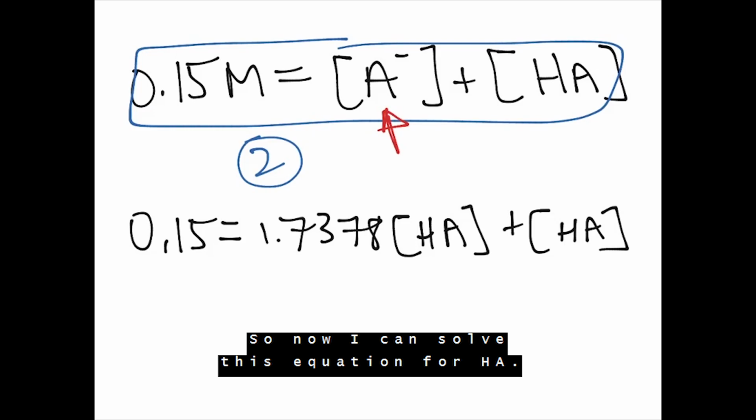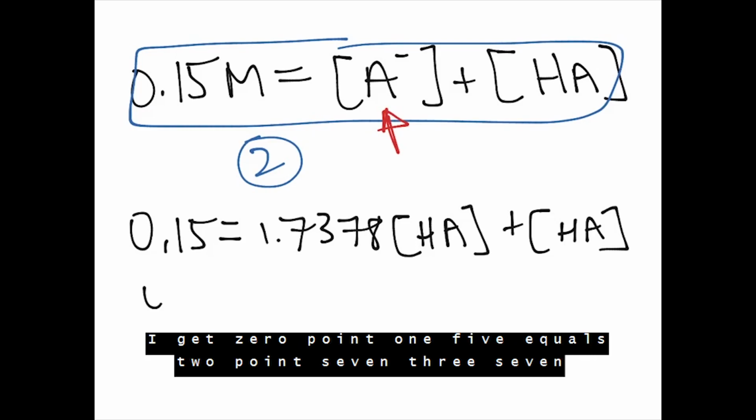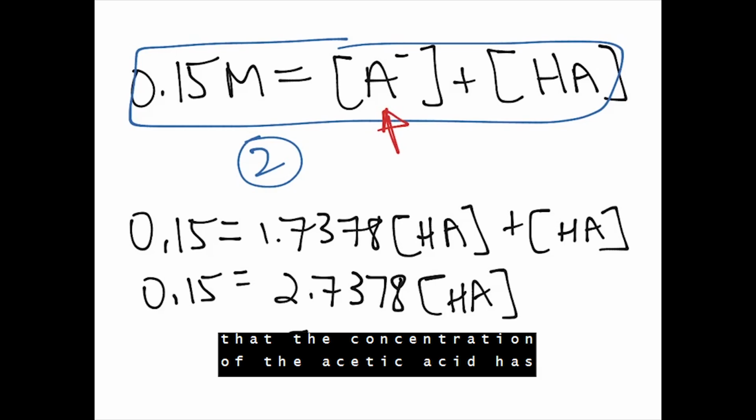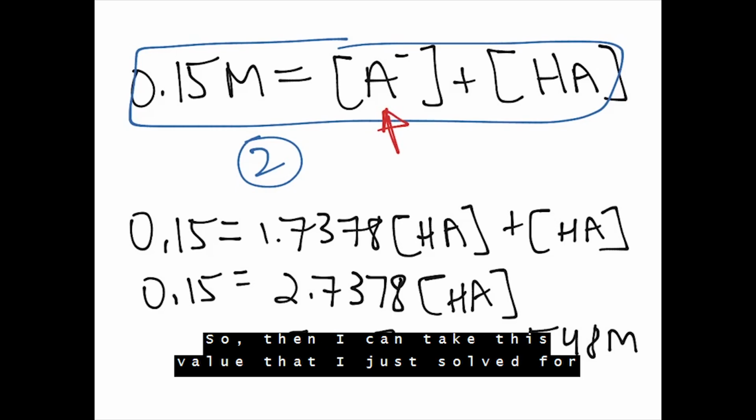So now I can solve this equation for HA. If I do that, I can collect terms. I get 0.15 equals 2.7378 times the concentration of HA, which tells me then that the concentration of the acetic acid has to be 0.0548 molar.